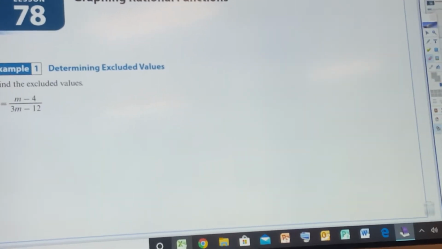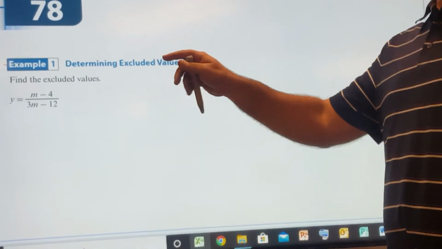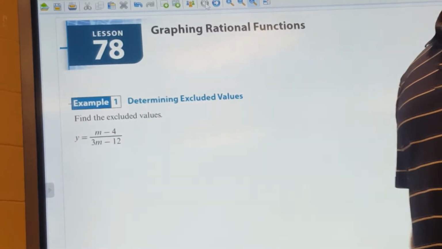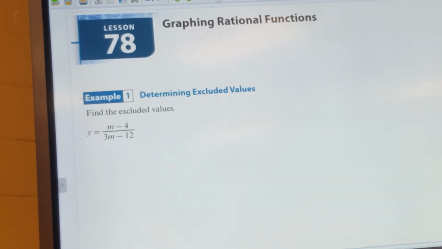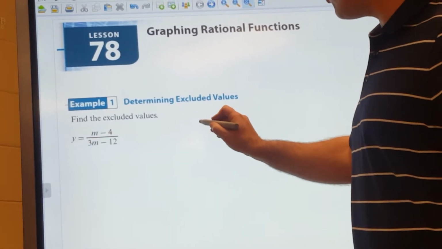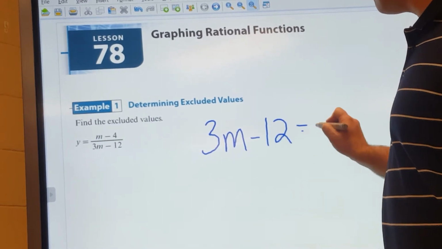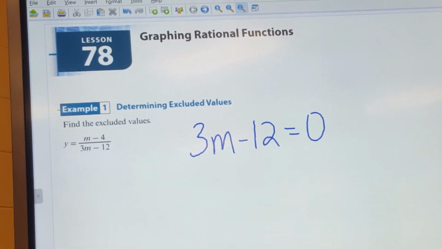All right, example number 1. We're looking at excluded values. Excluded values are values that, when we put them into m, make it undefined. If you remember, we find those in the denominator. So just like before, we're going to take 3m minus 12 and set that value equal to 0 to see where m is undefined.